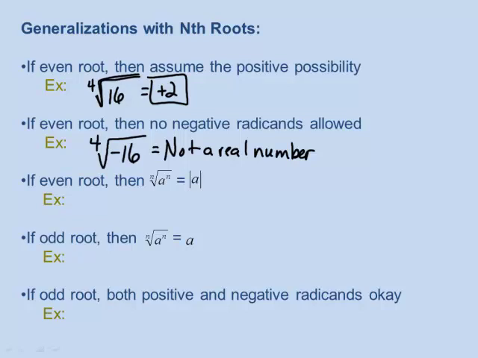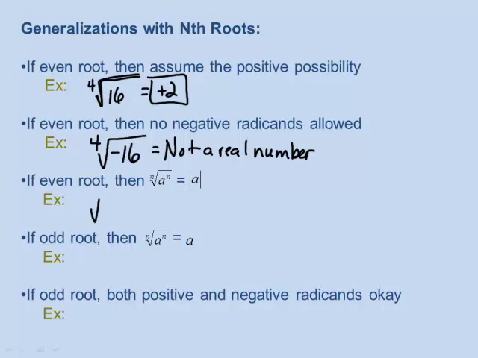One more thing with even roots. If you're taking an even root, then it turns out if you take the nth root of a to the n, the answer to that is always that base a after you take the absolute value. In other words, it's always positive. That's what taking the absolute value does, is turn everything positive.